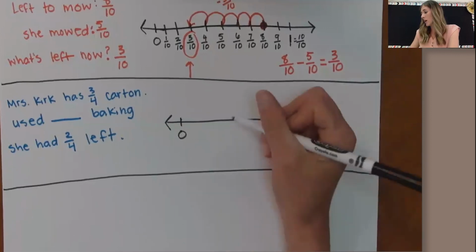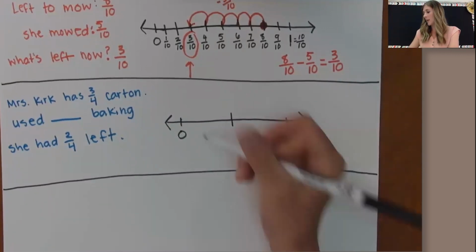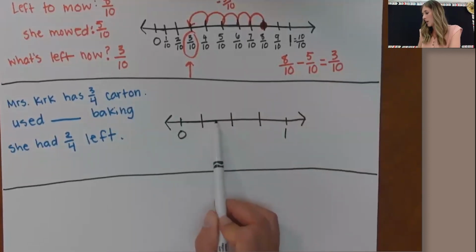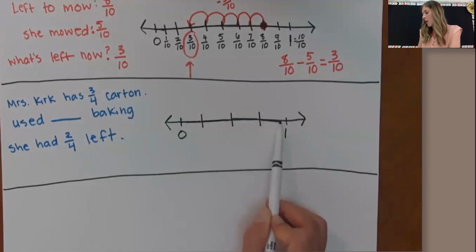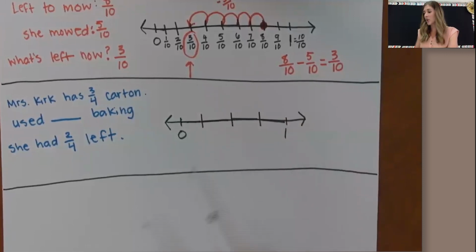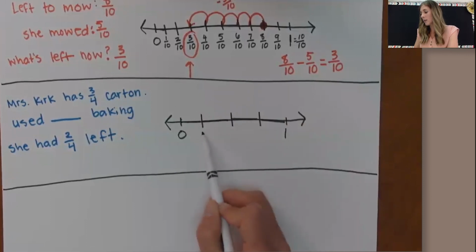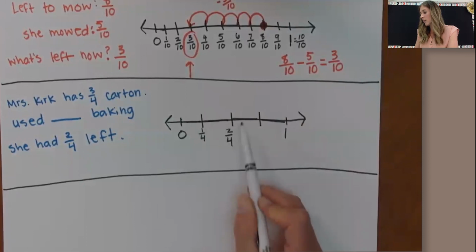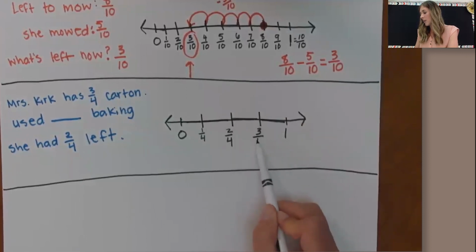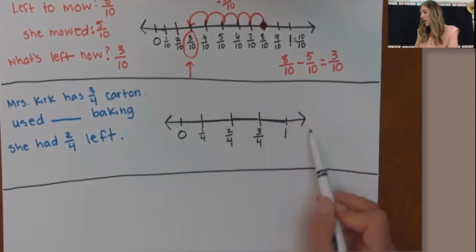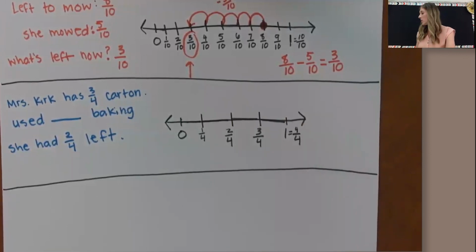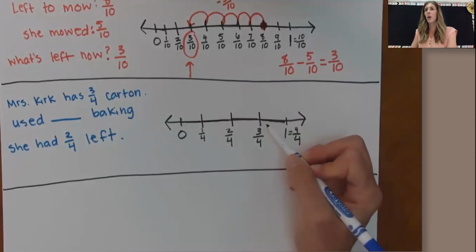Correct, 4. So I like to split mine in half and then split those pieces in half, and we get 4, 1, 2, 3, 4 sections. Each of those sections representing 1/4 of the carton. As we move on up, we've got 2/4 of the carton, 3/4 of the carton, or one whole carton, 4/4. So we know she started out with 3/4. So we can find 3/4 on our number line.